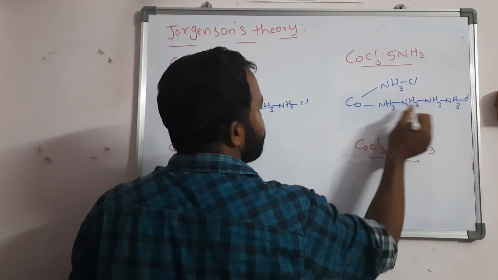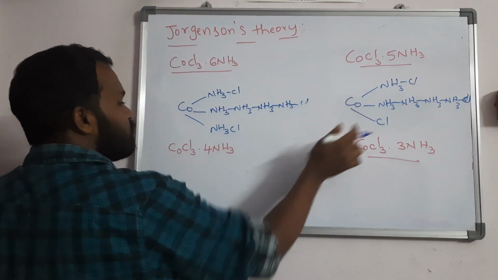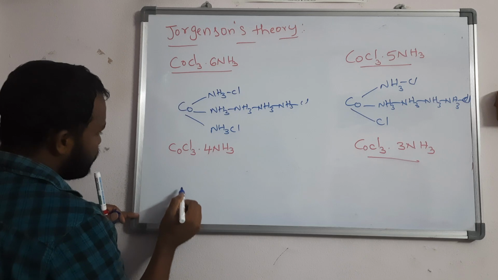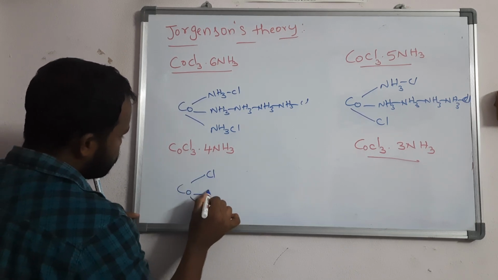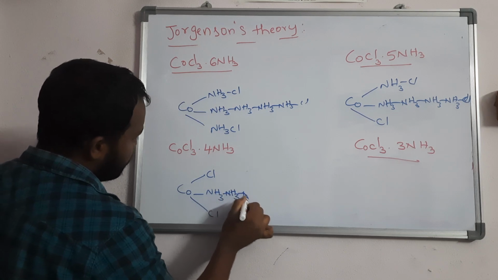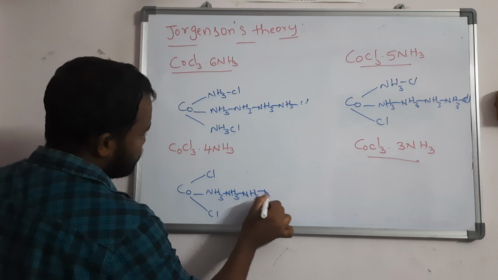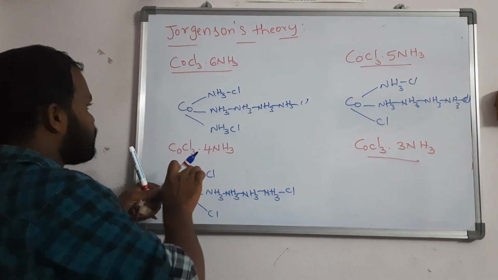In the third one, chlorine is directly bonded to the Co, that is the metal. Here he gave the structure like this: Cl, Cl, NH3, NH3, NH3, Cl. First I am explaining this structure.